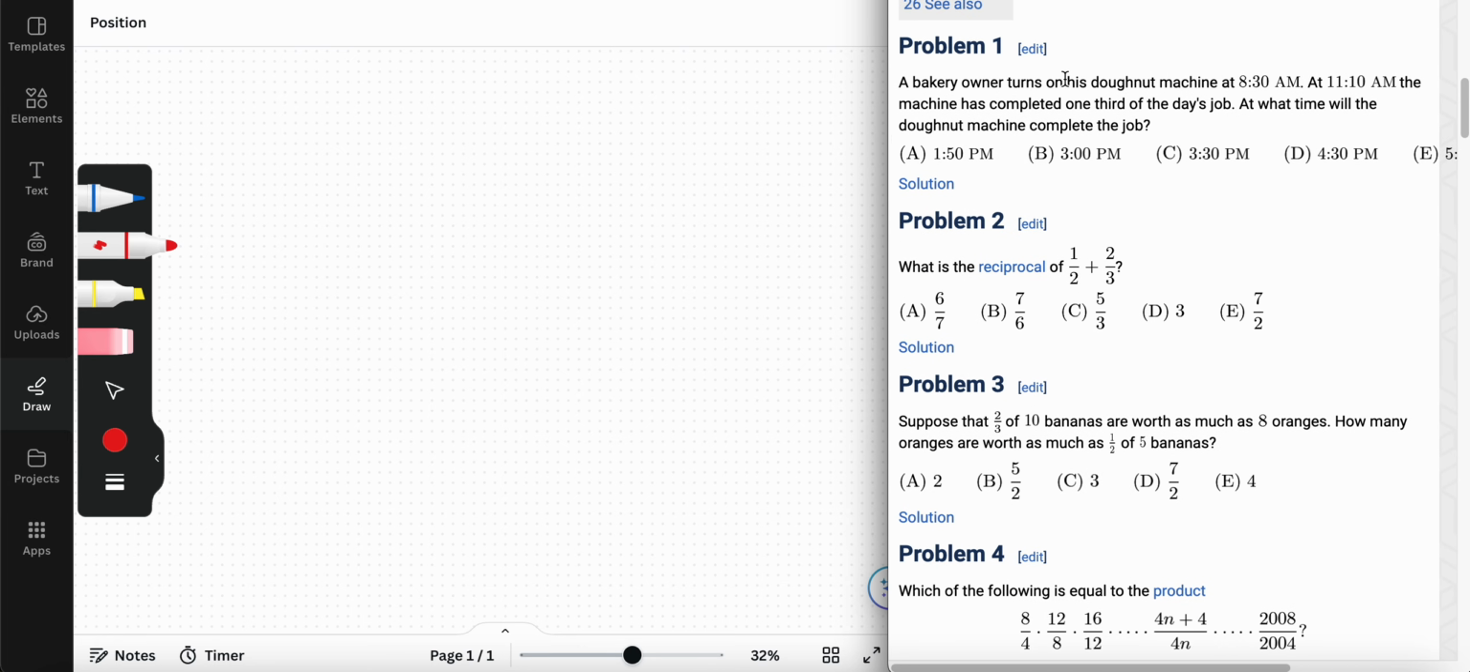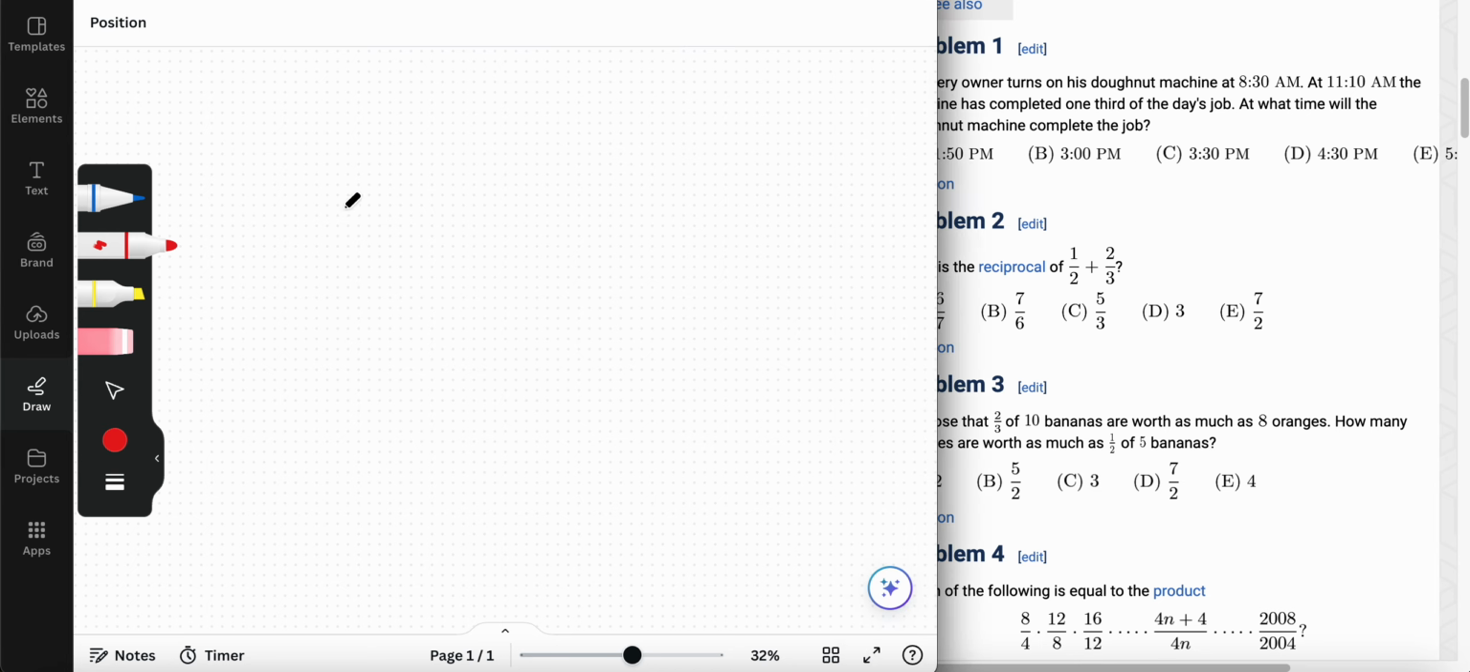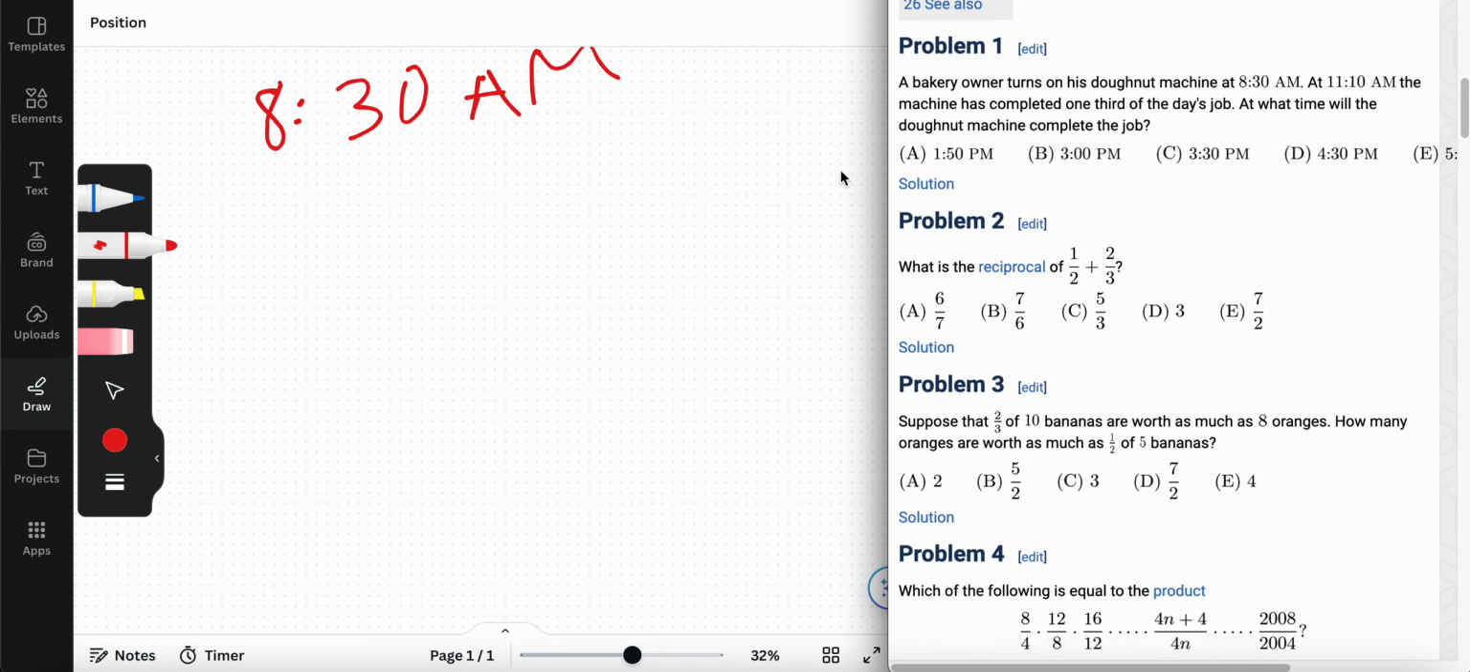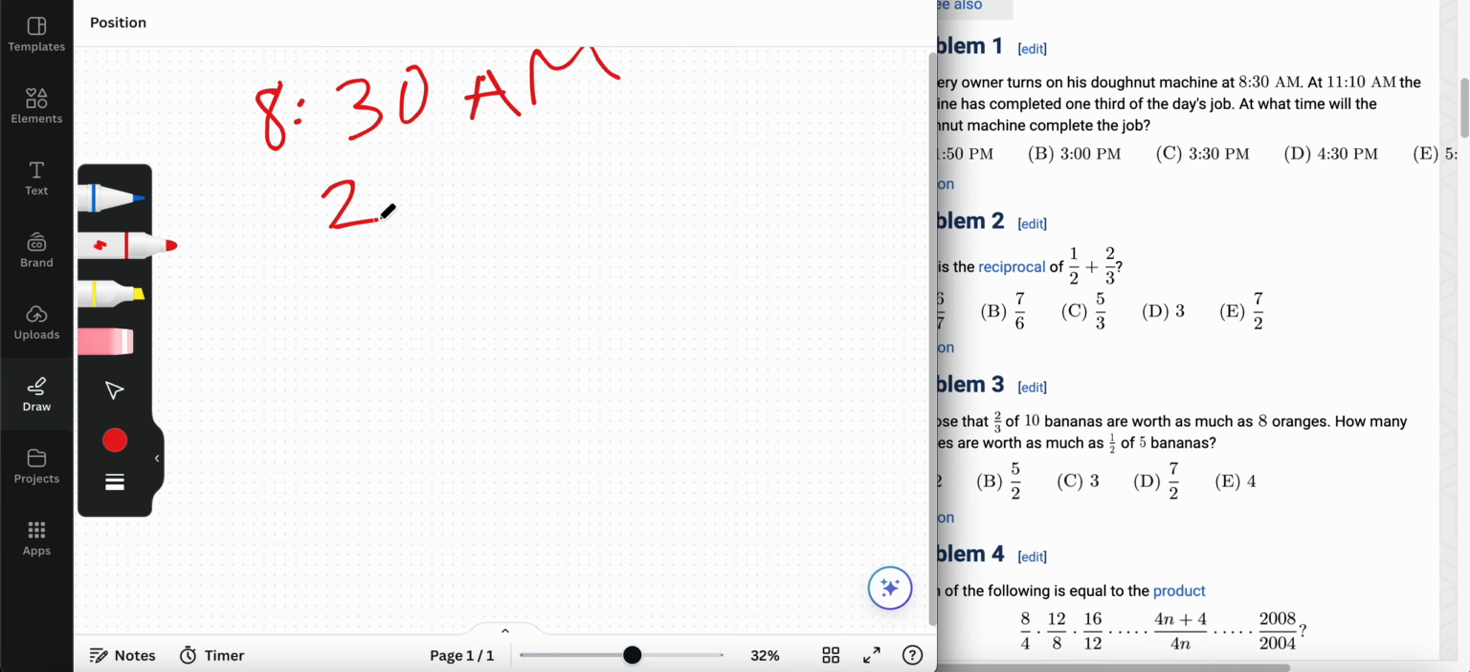Okay, number 1. A bakery owner turns on his donut machine at 8:30 a.m. At 11:10 a.m., the machine has completed one-third of the day's job. At what time will the donut machine complete the job? Okay, so it starts at 8:30. Okay, 11:10. So 11:10 and 8:30, that's about 2 hours and 40 minutes, right?